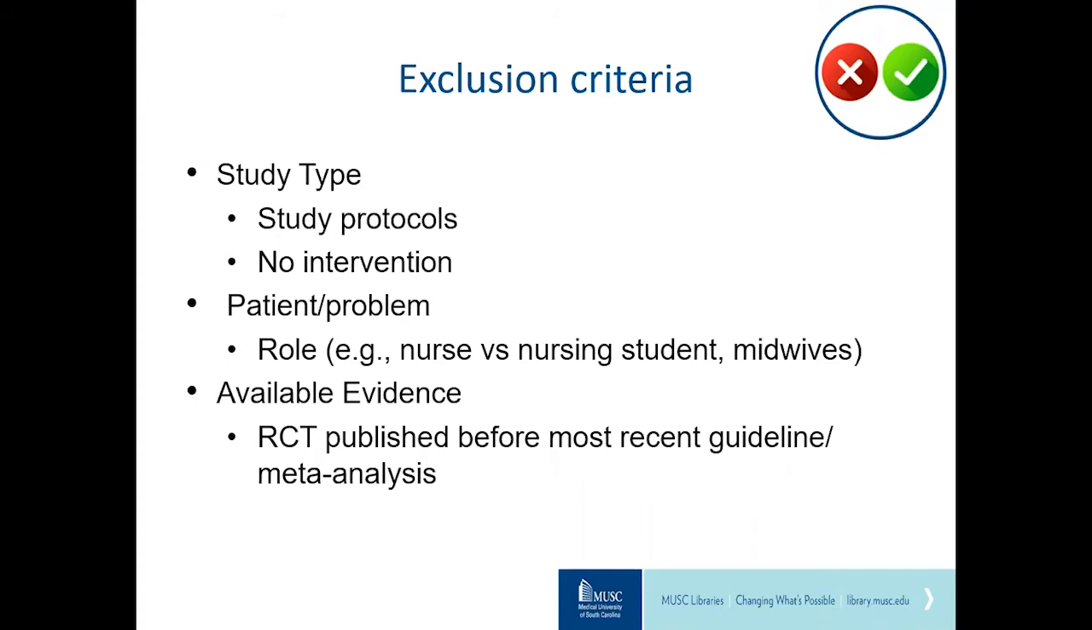Next, there were 2 articles where the population of study included nursing students or midwives. Since our population of focus was hospital nurses, excluding those studies would maximize similarities between those that remained in our collection. We did not need to apply the available evidence exclusion to this specific collection, but there would be times where it might be useful to exclude RCTs that were published before the most recent guideline or meta-analysis.